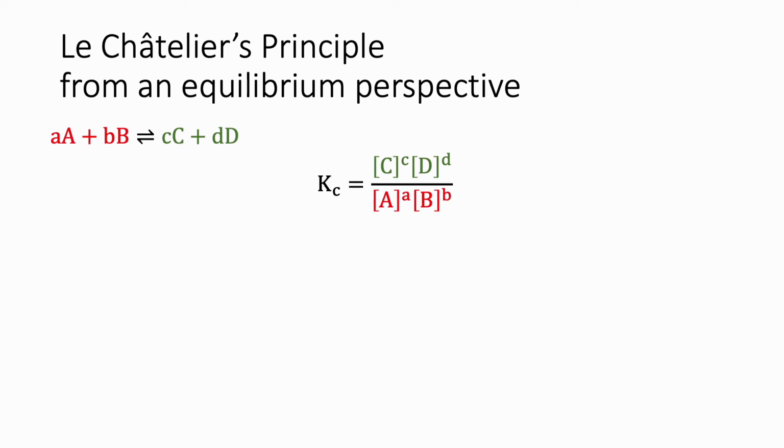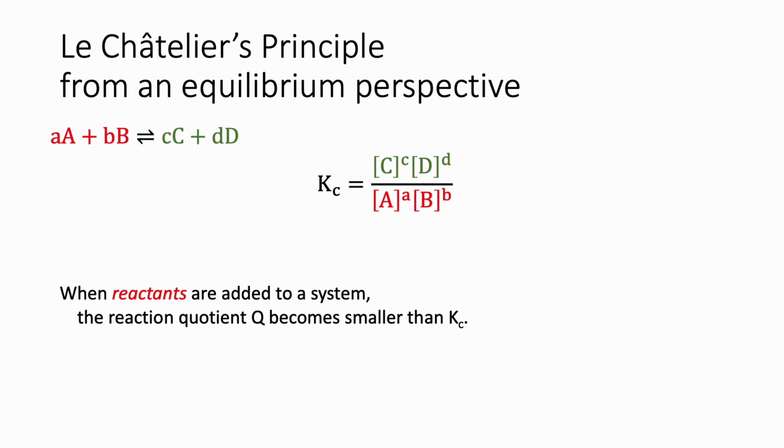So another way to think about it is if you have a system at equilibrium and you add reactants to that system, then you're going to have a larger number than you used to in the fraction. And so your reaction quotient, because remember, we're no longer at equilibrium, so it's going to be Q rather than K, your reaction quotient is going to get smaller. It has a bigger number on bottom. You're dividing by a larger number than you were before, so it's going to be a smaller number.